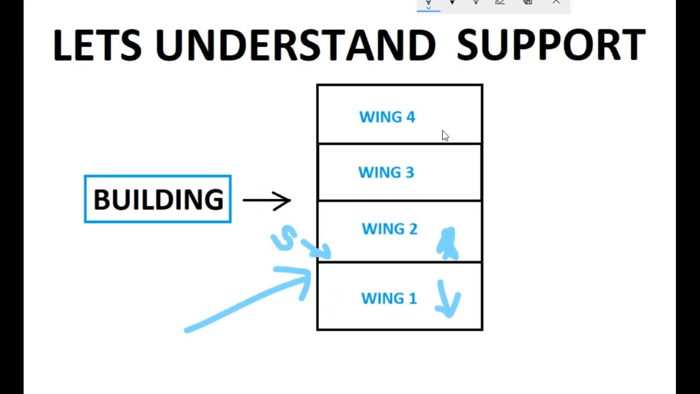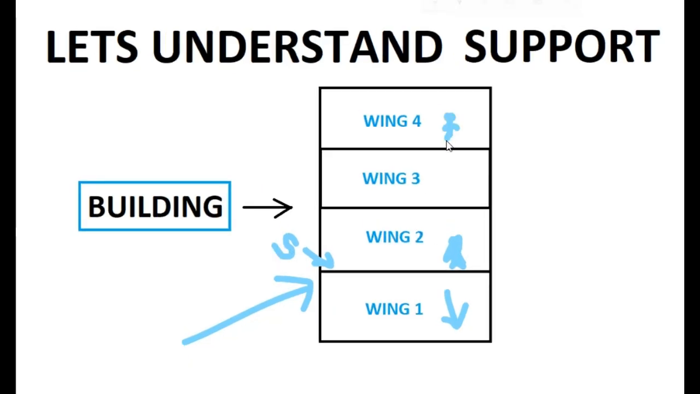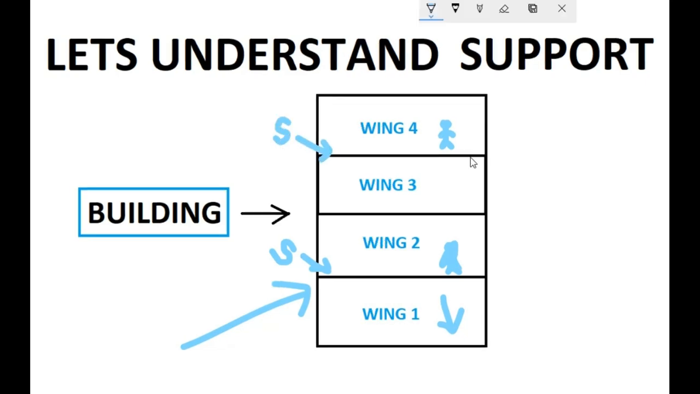In the same way, if someone is staying in wing 4, there's something which is helping him to stand there. That is the floor again, the floor of wing 4. I'll call it a support. In case he wants to come down to wing 3, he has to break this support and then come down to wing 3. And he'll probably stand on wing 3's support, that is nothing but wing 3's floor. So, support is something which helps you stand there.